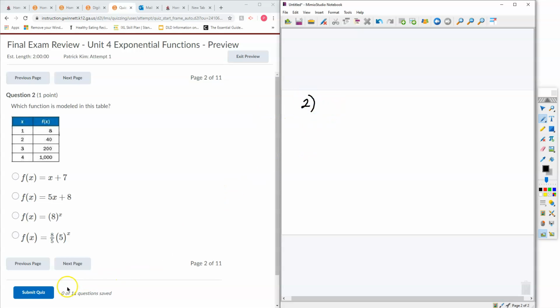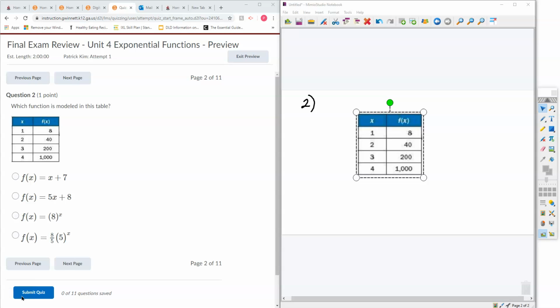Same thing. We're going to figure out what the pattern is to this table. I'm going to see if I can copy it over. And there we go. Now, look at your pattern. 8 to 40, since we're talking about exponential functions, just think everything is multiplying or dividing. So 8 to 40 is times 5. 40 to 200, also times 5. 200 to 1,000 is times 5.